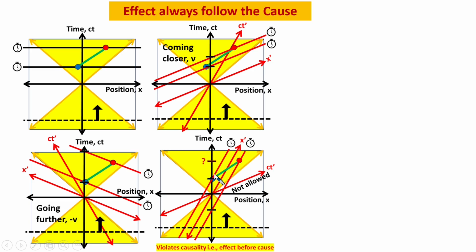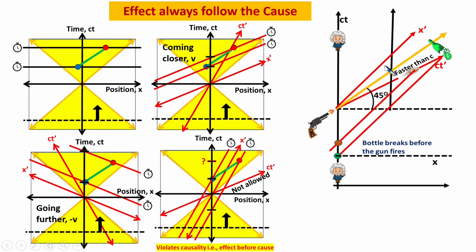So here what you see is that now this is the time axis and this is the position axis. So a line parallel to this position axis will be cutting the time axis. So here you see if I am moving from here, I will see this effect happening first and then as I move I will see the cause. So let me show it pictorially, to explain what I mean by this.